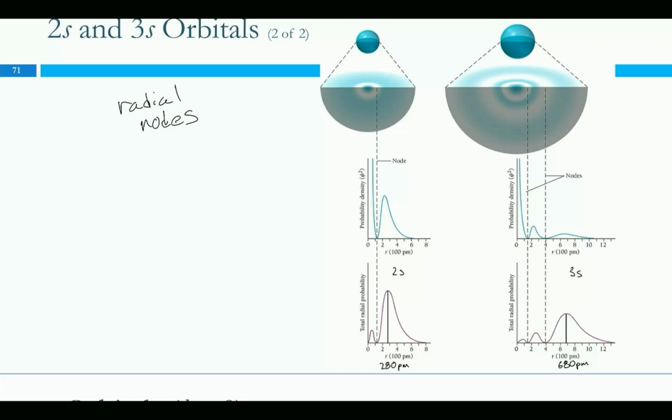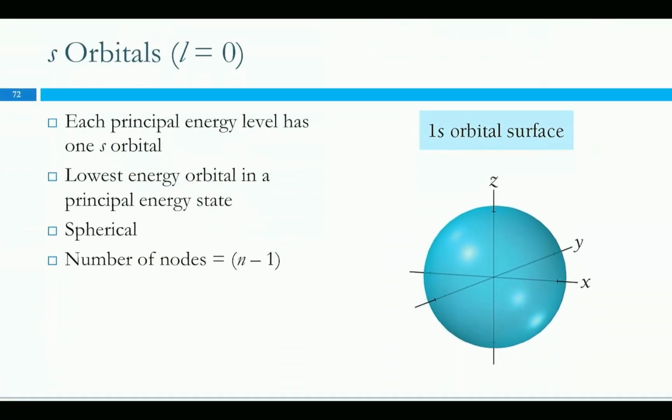Okay, so our s orbitals, again, the angular momentum quantum number also represents this s orbital. Two ways of talking about the same thing. Basically, each principal energy level has one s orbital, right? N equals 1 has 1, n equals 2 has 1, n equals 3 has 1. There's never more than one s orbital. And for each principal energy state, that's also going to be the lowest energy orbital.